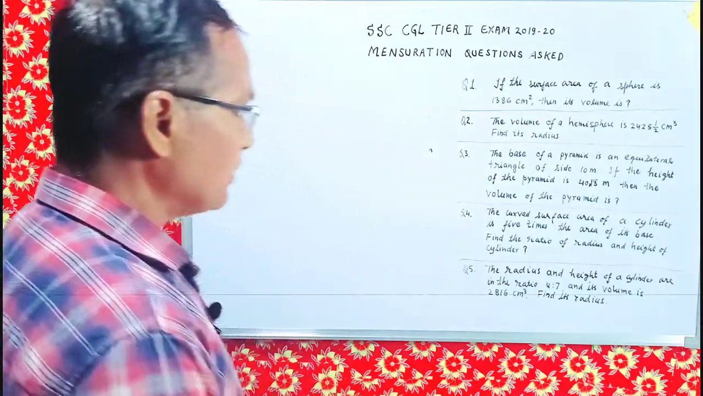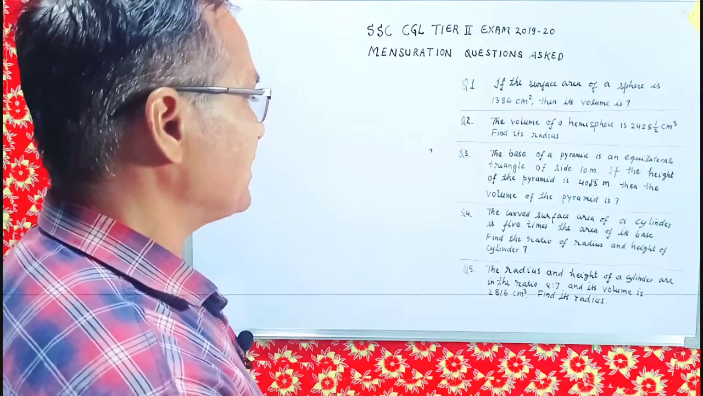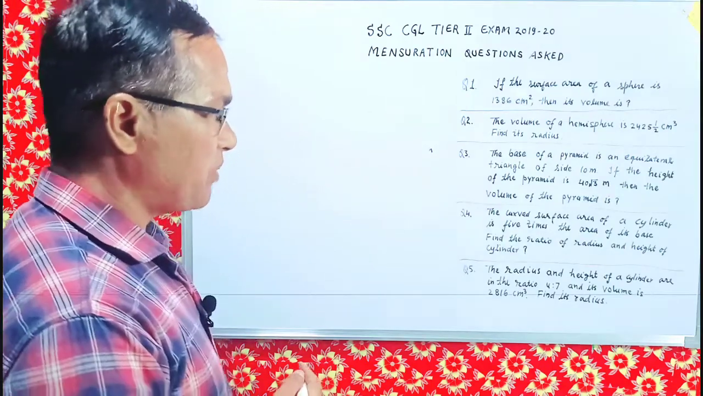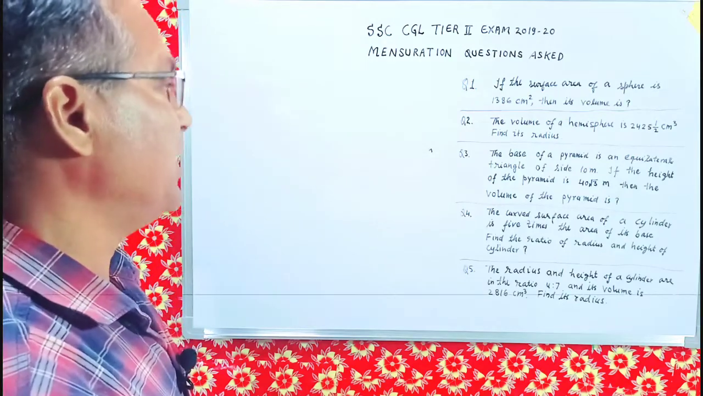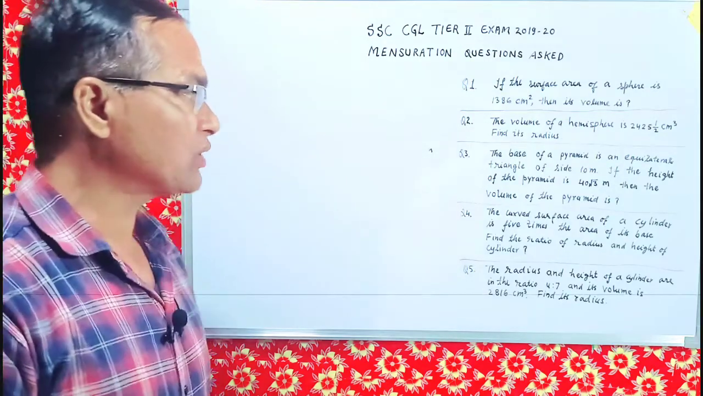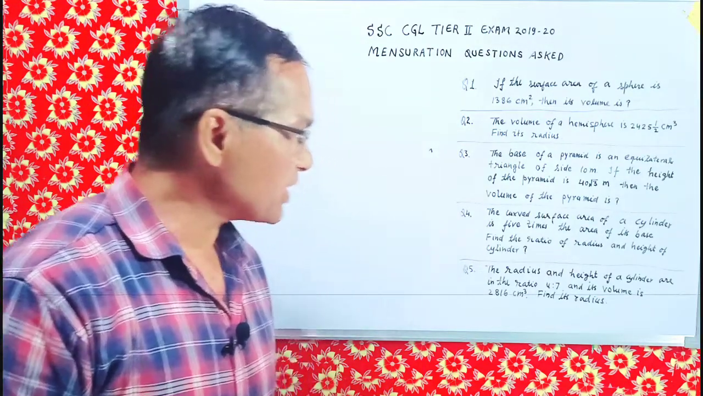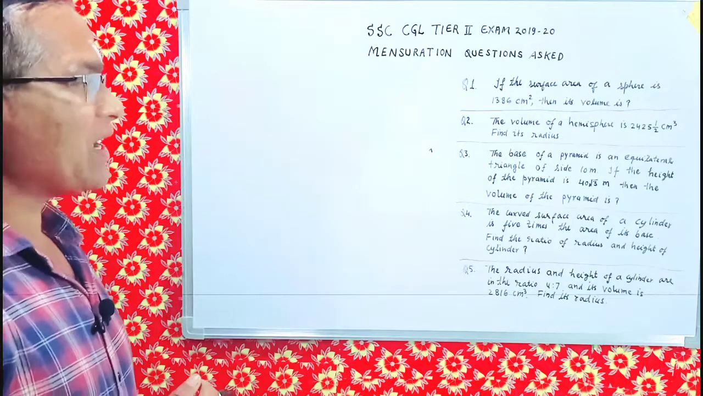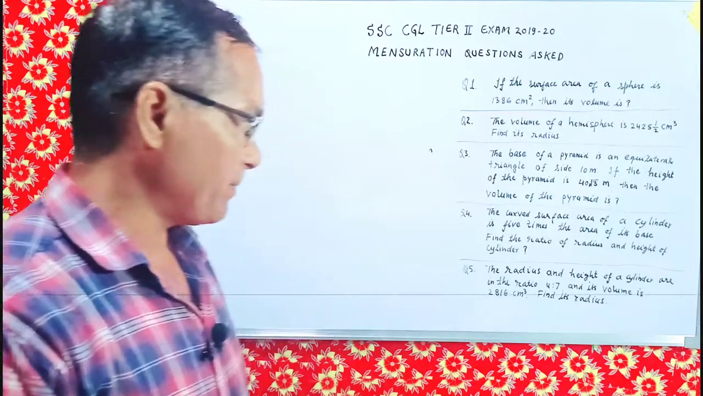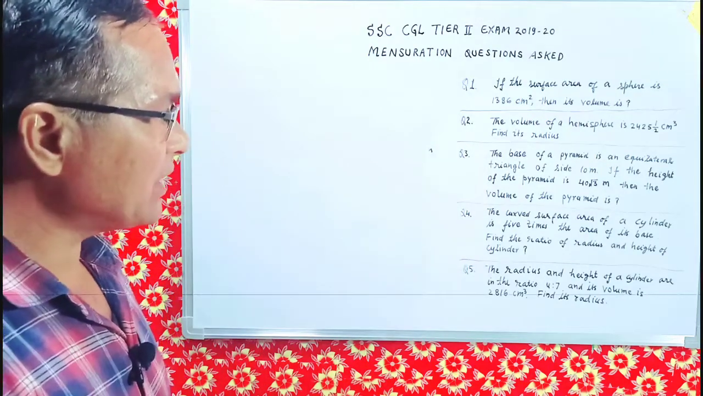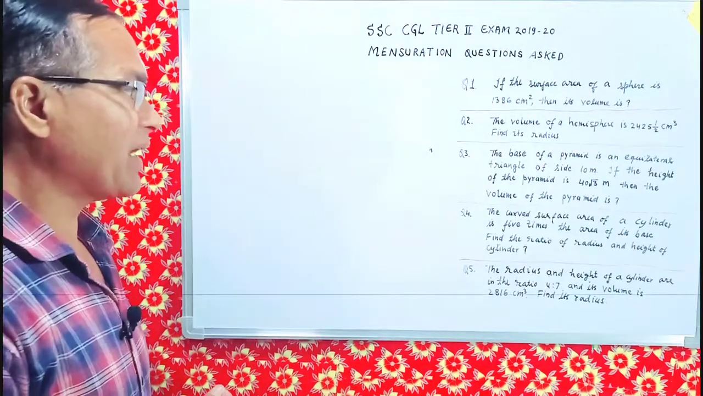In the fourth question, the curved surface area of a cylinder is 5 times the area of its base. Find the ratio of radius and height of cylinder. सिलेंडर का मतलब होता है बेलन. एक बेलन का कर्व्ड सरफेस एरिया उसके आधार के वर्ग का 5 गुना है. तो बेलन की त्रिज्या और ऊंचाई का अनुपात ज्ञात कीजिए. यह पूछा गया है इसमें.